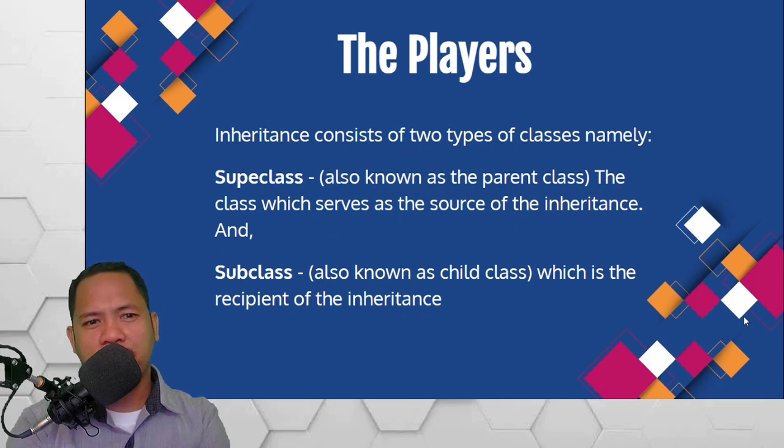There are two players in the concept of inheritance. The superclass, firstly, is also known as the parent class, the class which serves as the source of the inheritance. And the other one is the subclass. It is also known as the child class, which is the recipient of the inheritance.